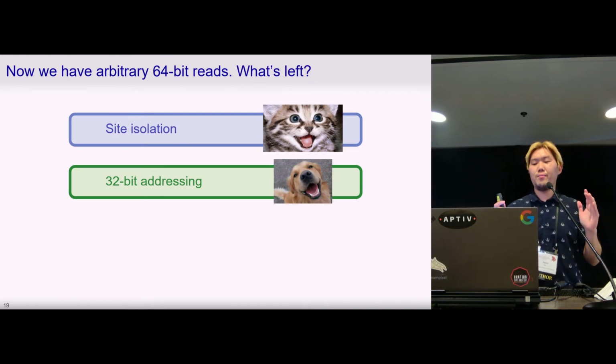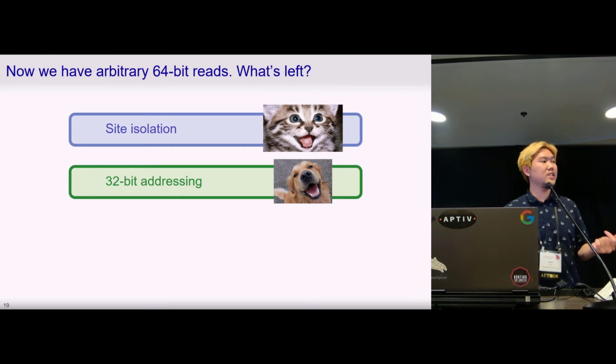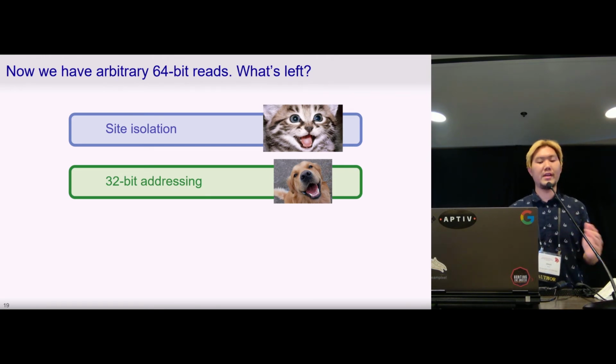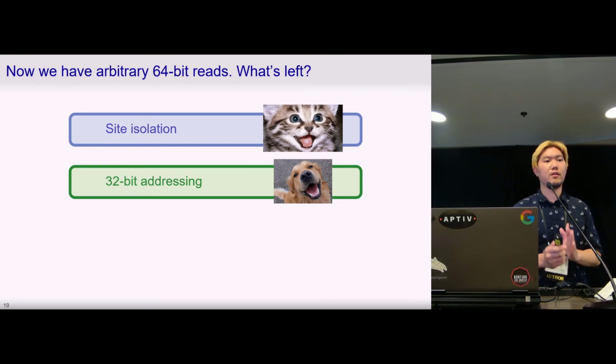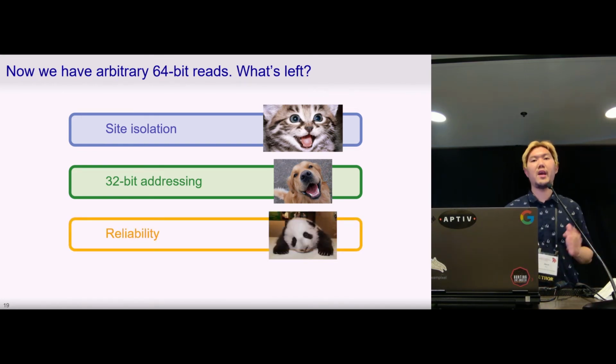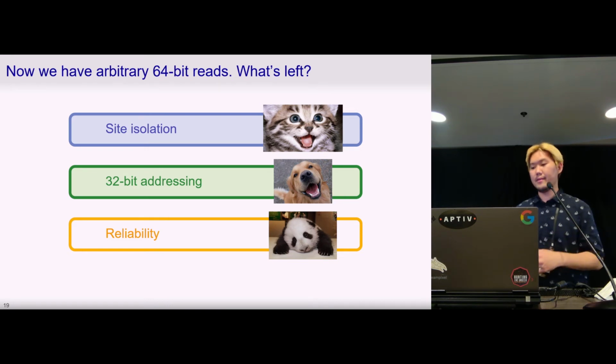But for a practical Spectre attack, the last requirement is that our gadget can be used reliably for many iterations so that we can leak large amounts of data. And for that, we need to understand the behavior of our gadget from end to end.